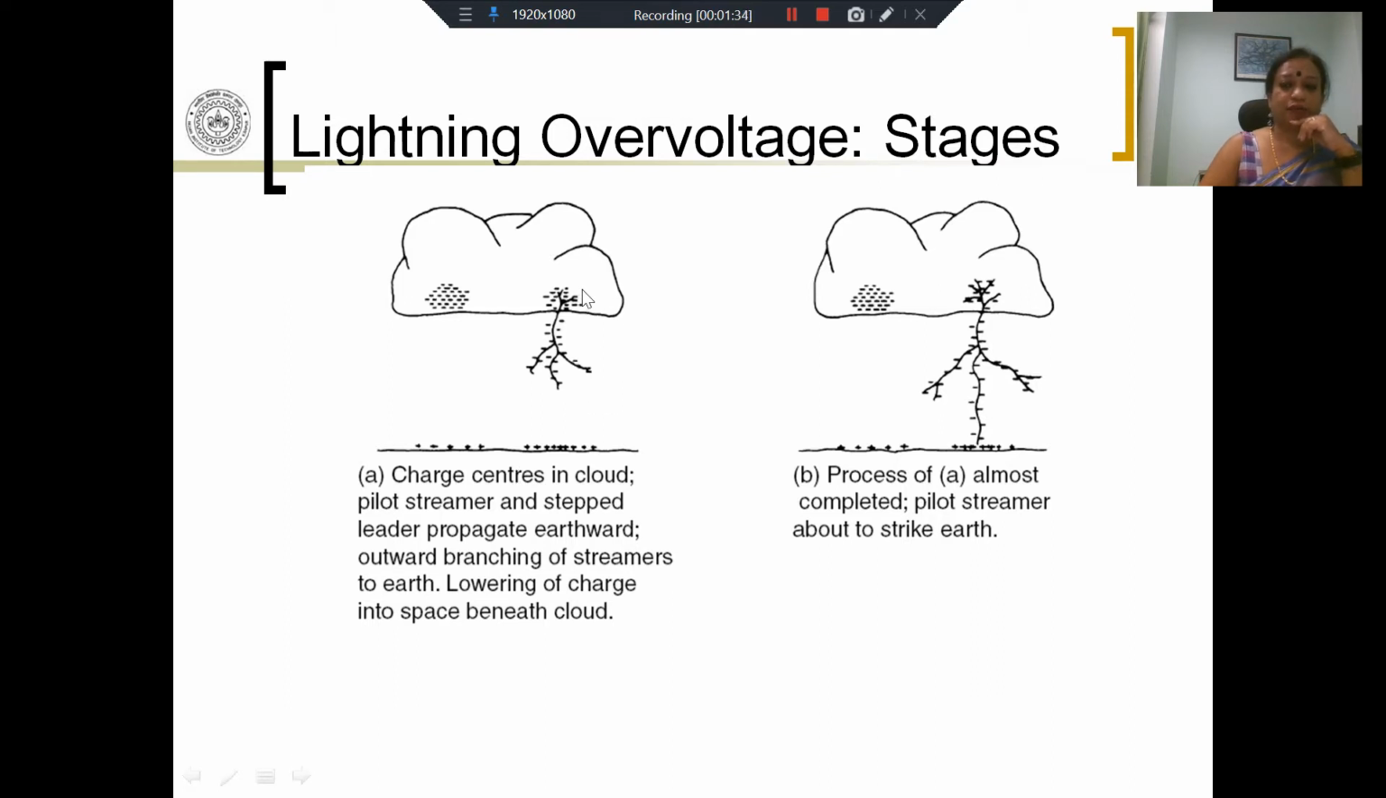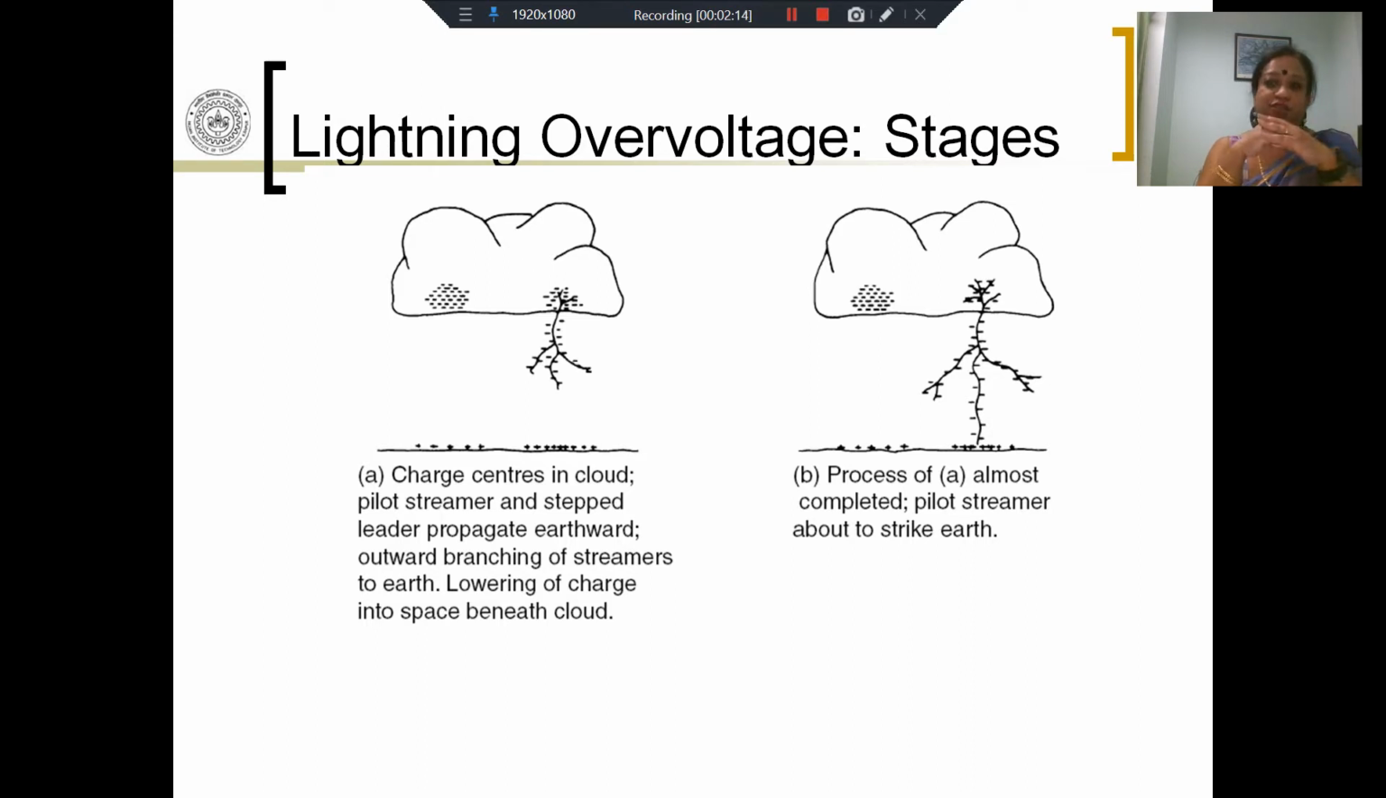And therefore, in the region close to the cloud, there might be the development of ionization channels, and there might be stepped leaders which are propagating. So the lightning discharge begins to propagate by ionization of the neighboring air in a stepwise manner. So stepped leaders are formed. And out of that, there will be a pilot streamer. The pilot streamer and the stepped leader cause the discharge to propagate earthwards, and there will be outward branching of streamers to the earth.